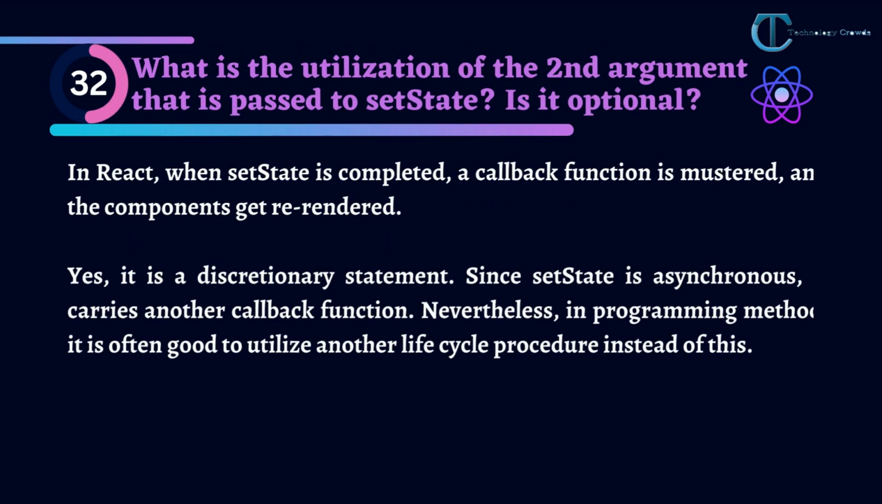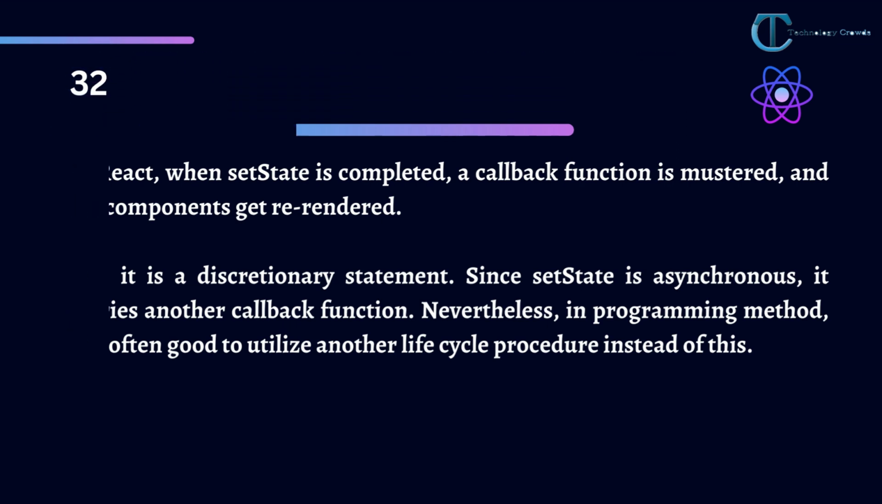32. What is the utilization of the second argument that is passed to setState? Is it optional? In React, when setState is completed, a callback function is invoked, and the components get re-rendered. Yes, it is an optional argument. Since setState is asynchronous, it carries another callback function. Nevertheless, in programming practice, it is often good to utilize another lifecycle method instead of this.